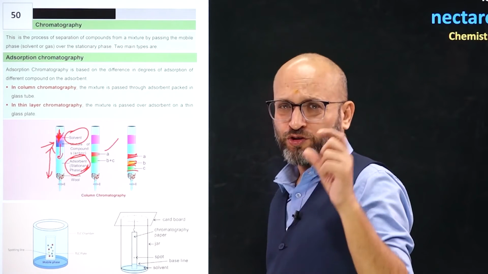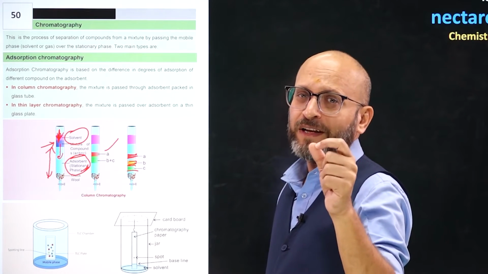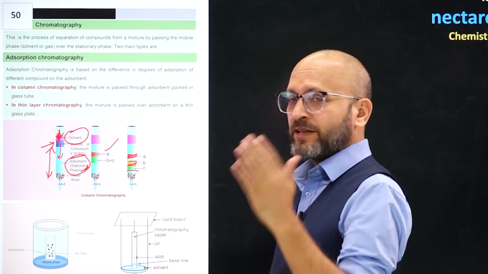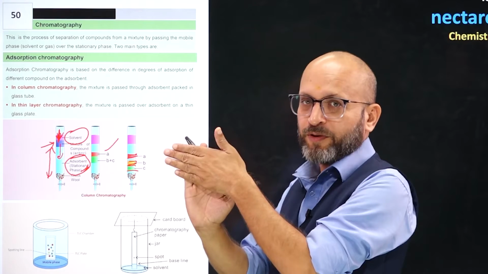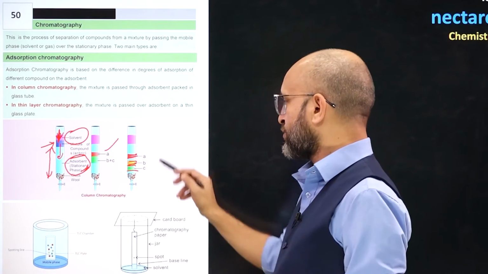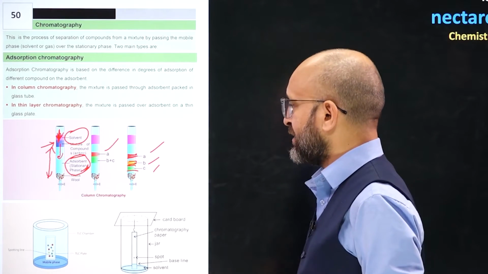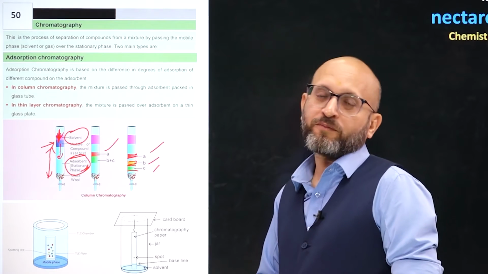So adsorbent is usually silica gel or alumina, Al2O3. So over that surface, adsorption occurs of the components A, B and C. So we have separated A, B and C. So this phenomenon is known as column chromatography.